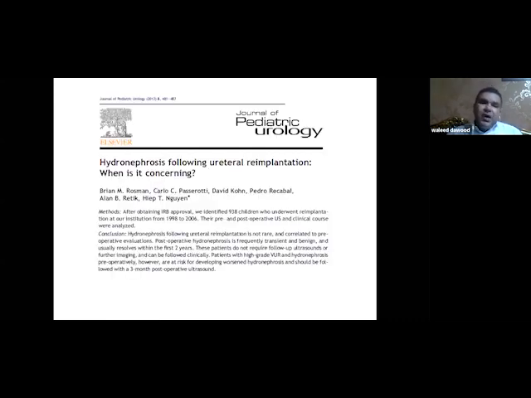This is an article about hydronephrosis following ureteral re-implantation. When is it concerning? In this group, a large number of patients were retrospectively analyzed, more than 900 patients who underwent re-implantation surgery. Only seven patients needed redo surgery. The rest of the more than 900 patients had hydronephrosis that was either stationary in course or resolved spontaneously. They advise doing a radioisotope scan in case of progressive hydronephrosis. If there is obstruction, decrease in function, or decrease in cortical thickness of the kidney, you should do balloon dilatation or a nephrostomy tube, or redo surgery. If not, you should wait until 2 years, and most cases will resolve spontaneously.